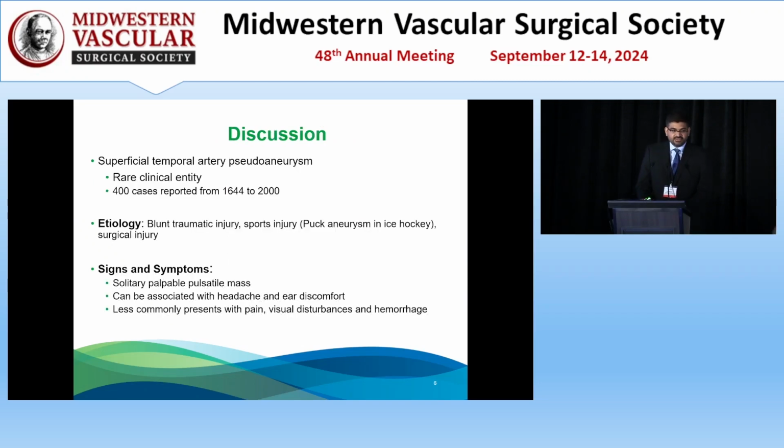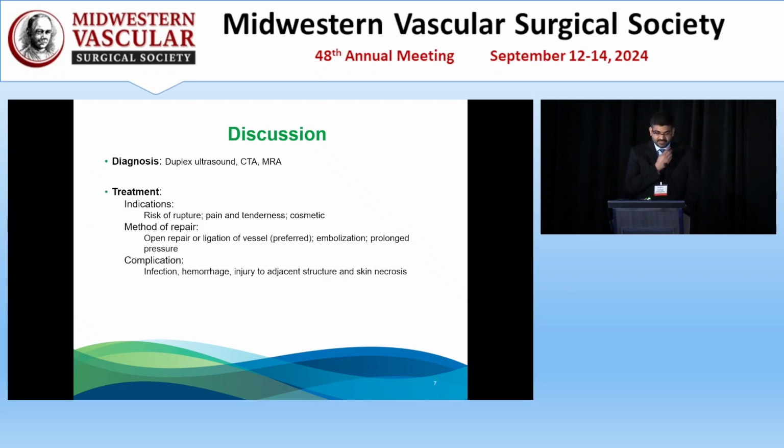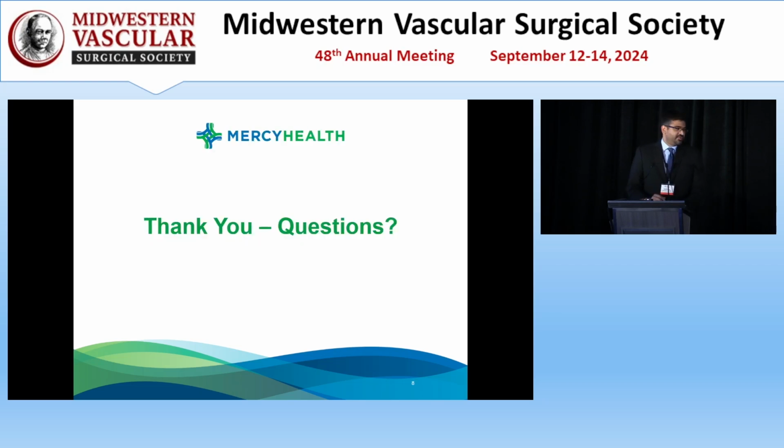Superficial temporal artery pseudoaneurysm is a very rare clinical entity. On review of literature, I could find that only 400 cases have been reported. The most common etiology is blunt traumatic injury. It has also been reported in sport injury, also called a puck aneurysm in hockey. It usually presents with a solidly palpable pulsatile mass, and can be associated with complications including hemorrhage and skin necrosis. Treatment usually includes open repair and ligation, as was successfully demonstrated in our patient. Thank you very much. I will be happy to take any questions.